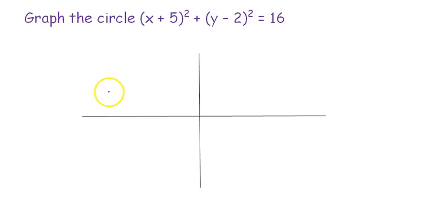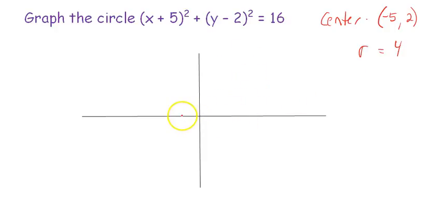Okay, for our last example here, we're just going to go over sketching your circle, and it says graph it, and I say sketch because I can't draw a perfect circle, and I don't know that you can if you don't have a compass. So we're going to do our best to sketch. And so to do that, you need to identify the center and the radius. So if you look, your center, just like we talked about, will have the opposite signs of what it does in the equation. So it should be a negative 5 and a positive 2. And then our radius is the square root of 16. So our radius is 4.